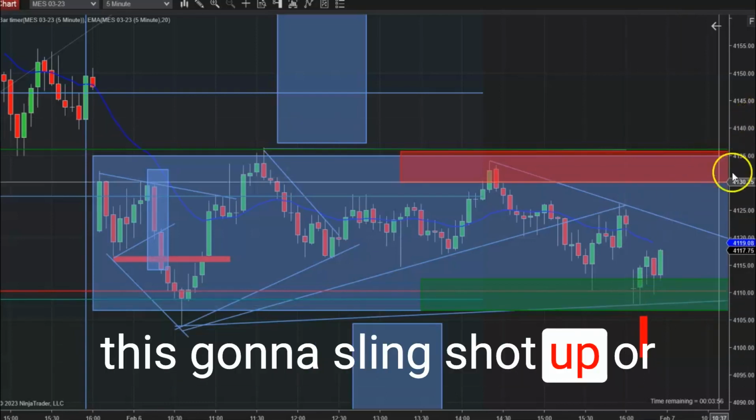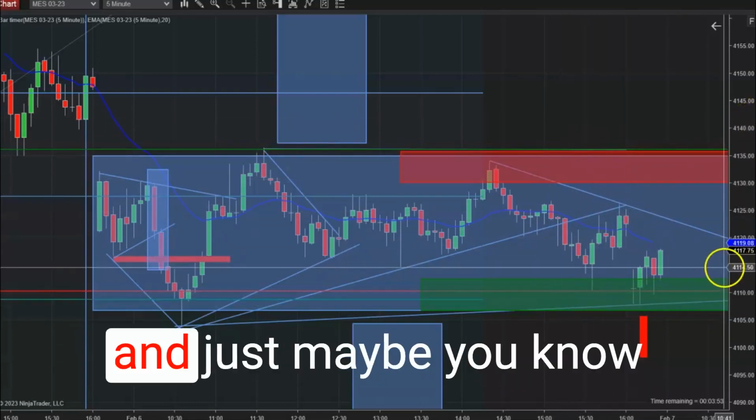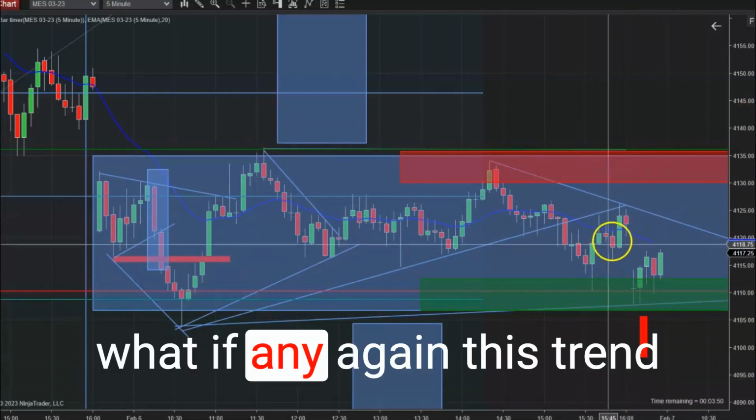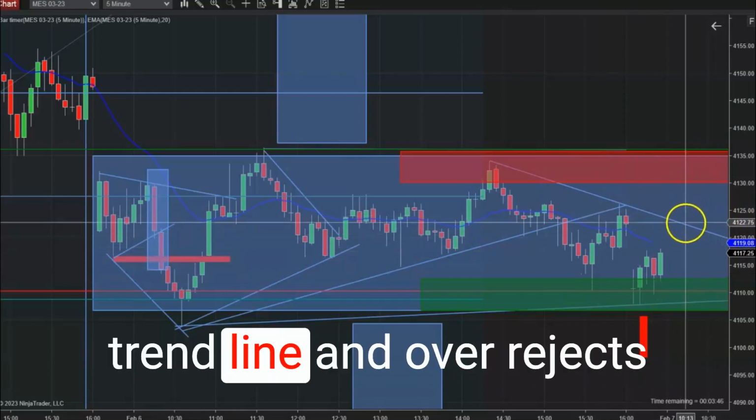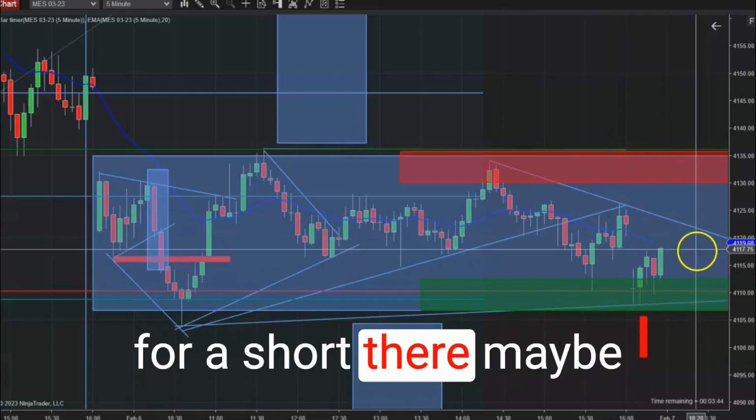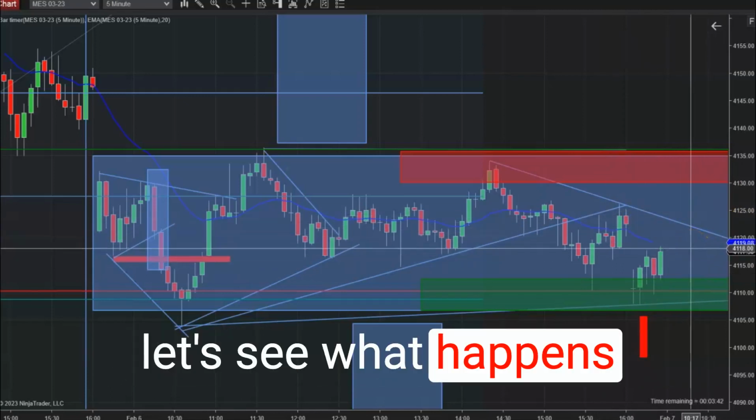Is this going to slingshot up, or is this going to just peter out? And again, this trend line is not to predict, but what if this comes up to this trend line and it rejects here? Would I be looking for a short there? Maybe. Let's see what happens.